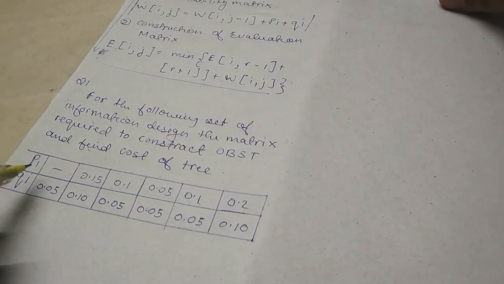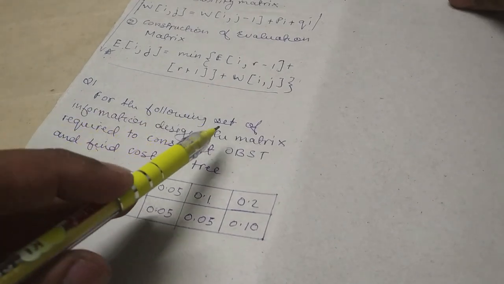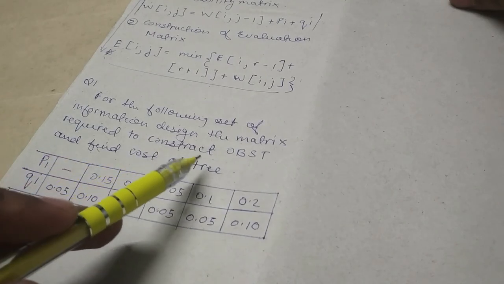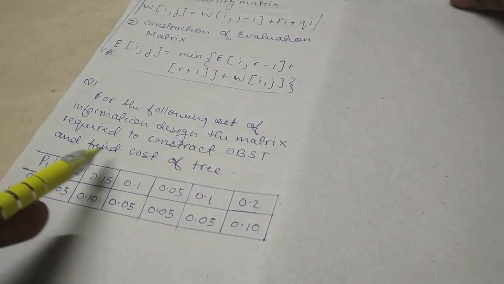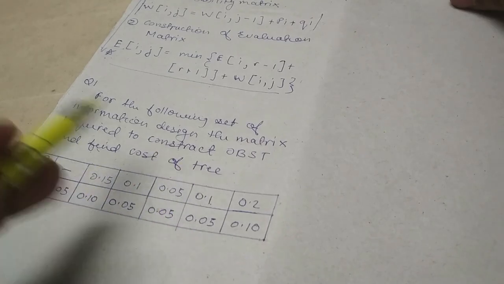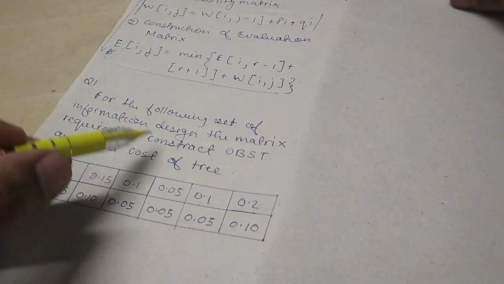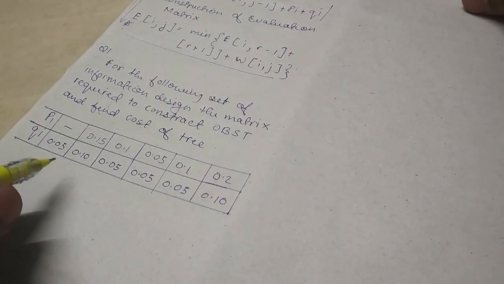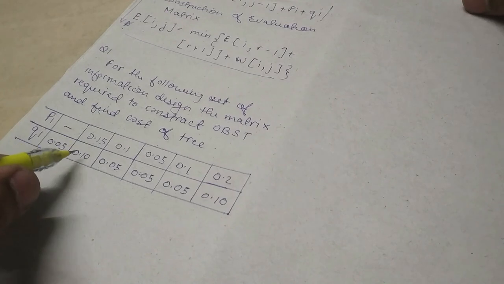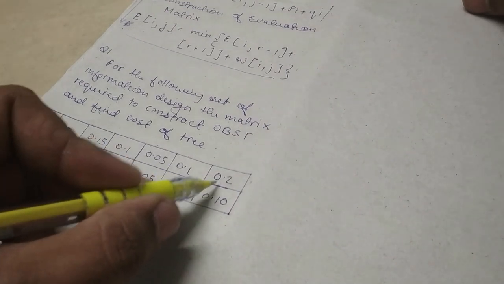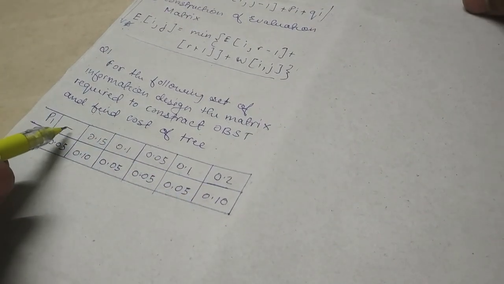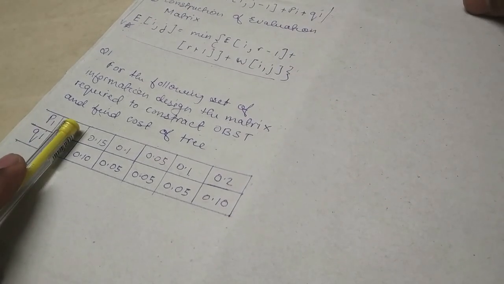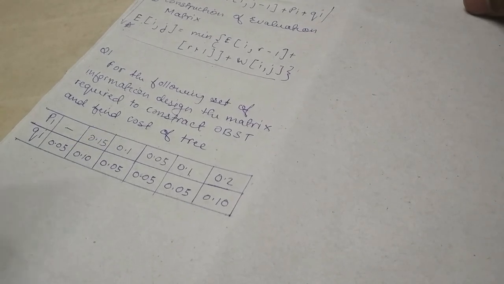So this is question 1. For the following set of information, design the matrix required to construct OBST and define cost of tree. Like this the question will be given, pi and qi will be given. The trick is that we will do the addition of this and this, this and this, this and this, this and this, this and this. Here nothing is there, so we will leave this part.